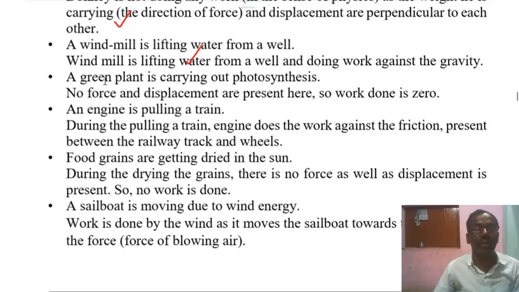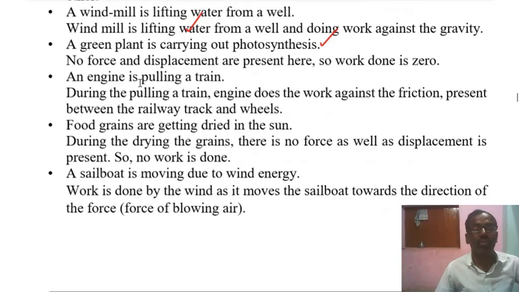So a green plant is carrying out photosynthesis. Hope that there is no problem to understand the explanation of this question. No force and displacement are present here, so work done is 0. So the work done depends upon the applied force and displacement along the direction of the force.